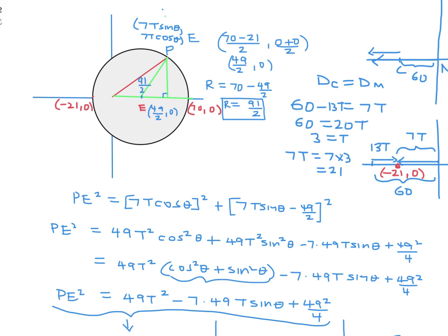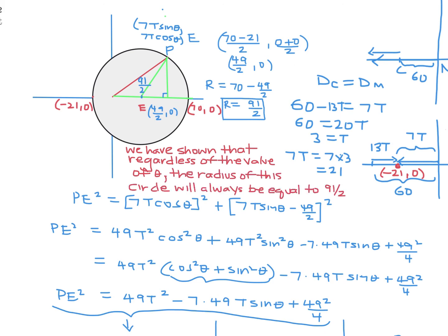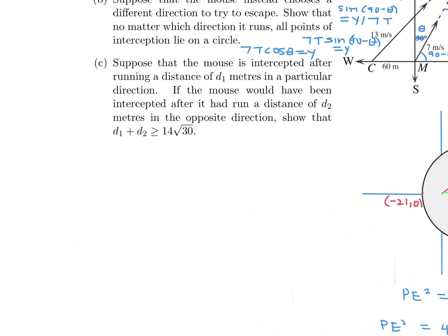So put this in writing now. So we have proven that regardless of the value of theta, the radius of this circle will always be equal to 91 over 2. And therefore, that proves that all points P will lie on a circle. So there we go. Very challenging, very challenging. All right, so now we get to the final part, C.